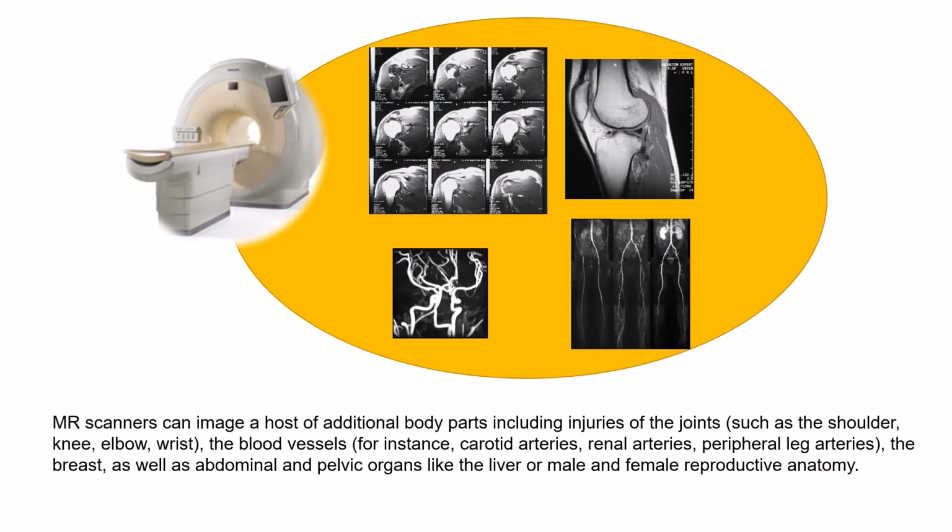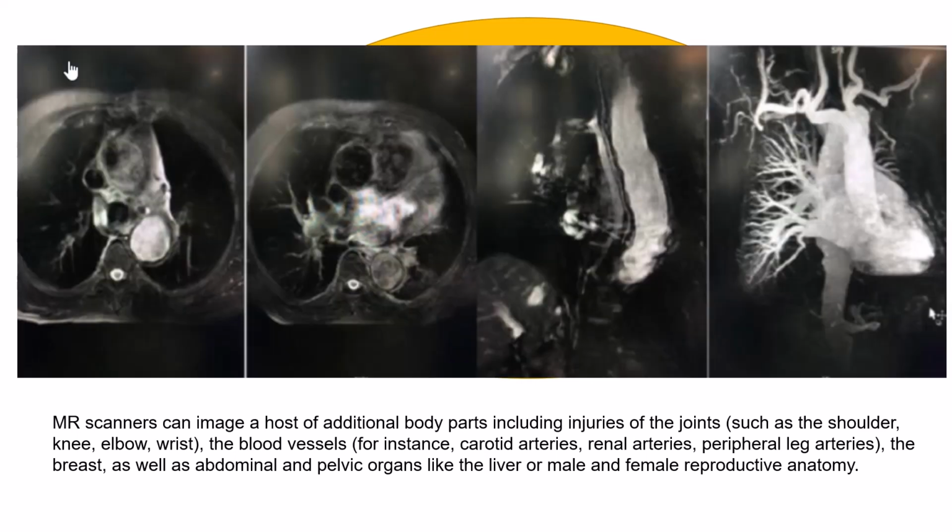The general public may think that MRI is generally used for head scans and knee studies. But MRI scanners can image a host of additional parts, including injuries of the joints, such as the shoulder, elbow, and wrist. It can also image the blood vessels, like the carotid arteries, renal arteries, peripheral leg arteries, and the breast, as well as abdominal and pelvic organs. So, what we're looking at is a whole body scanner that can not only image the anatomy, it can also create images in 2D, 3D, and 4D, which is 3D in motion.